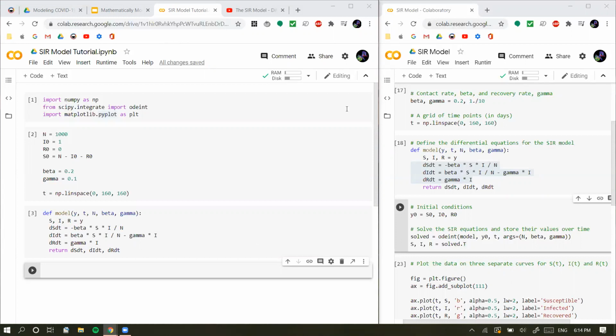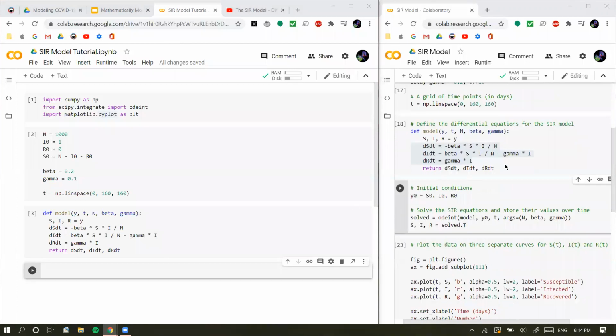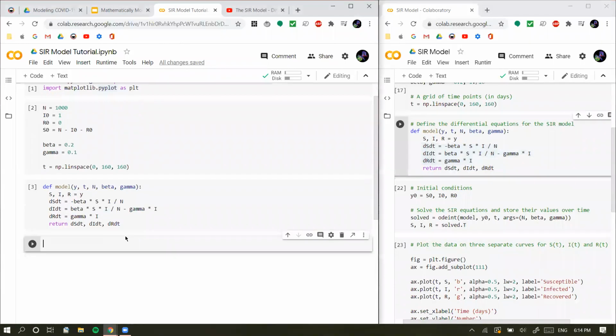Here you go. So once we define the model, which is just a function, now that we have the model working, what we want to do is test it out with the initial conditions. This is the case for any general population, but we want to test it for our case where we have 1,000 people. It starts off with 1 who's infected.